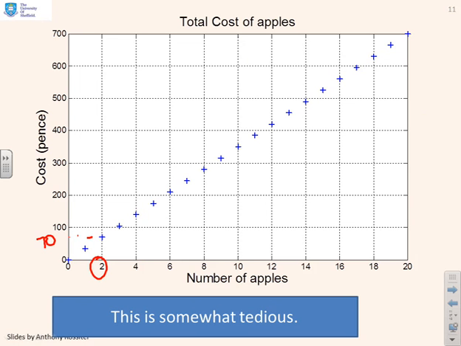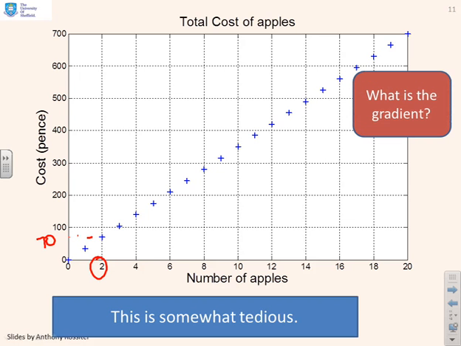Now, this is somewhat tedious, so what we want to do is find out, is there a quicker way of representing and calculating this information? And one of the things we might want to use is the gradient. What is the gradient of this curve, and what does the gradient mean?